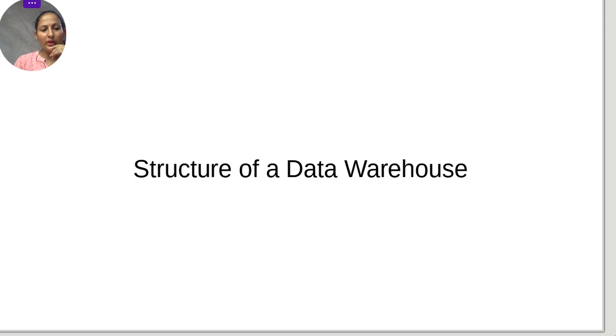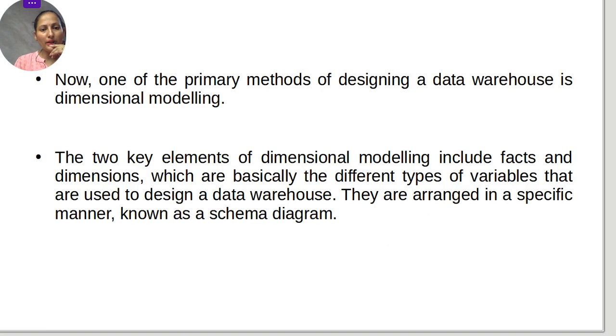Hello friends, in our last video we were talking about data warehouse. Now what is the structure of data warehouse? One of the primary methods of designing a data warehouse is dimensional modeling. So the two key elements of dimensional modeling include facts and dimension.